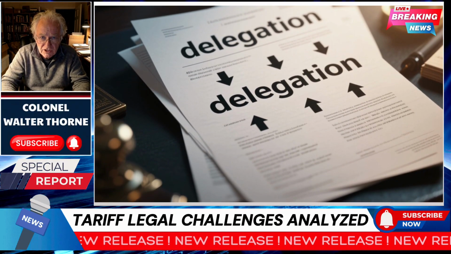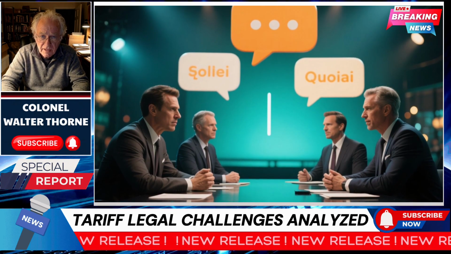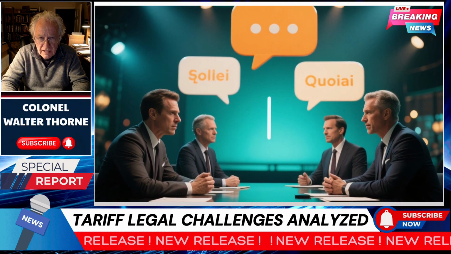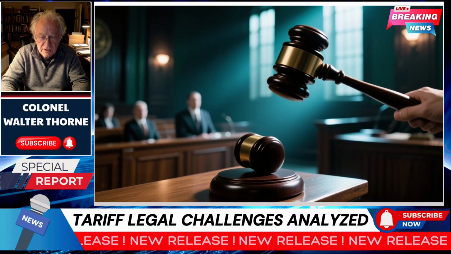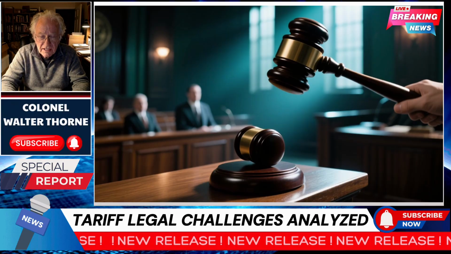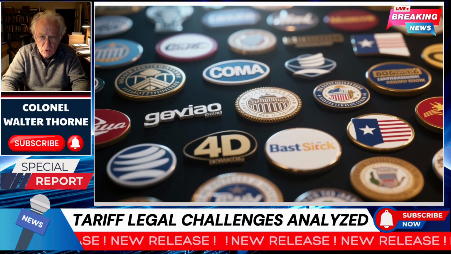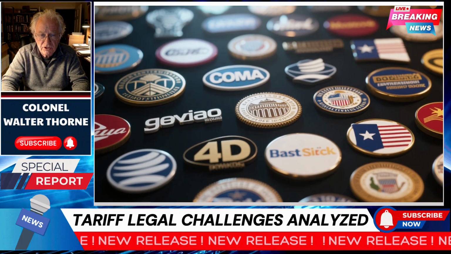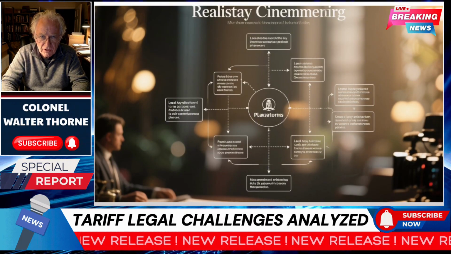Multiple legal challenges have been filed in the U.S. Court of International Trade. Plaintiffs include affected companies, industry associations, and state governments. Common legal arguments include claims that actions exceed statutory authority, that emergency determination lacks required factual basis, that administrative procedures were inadequate, and that measures violate separation of powers.